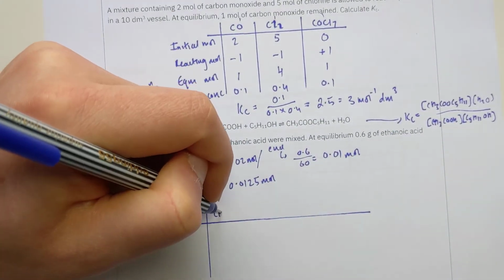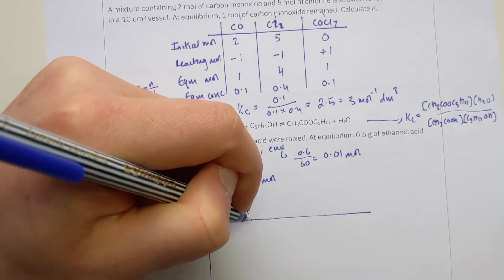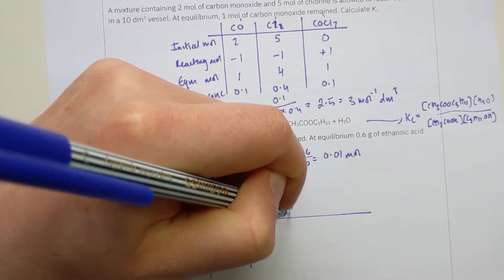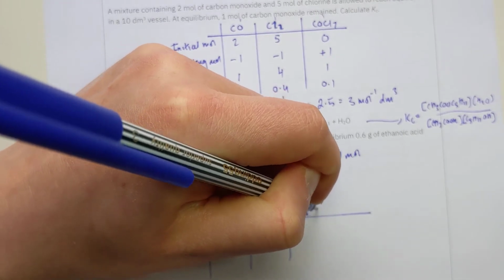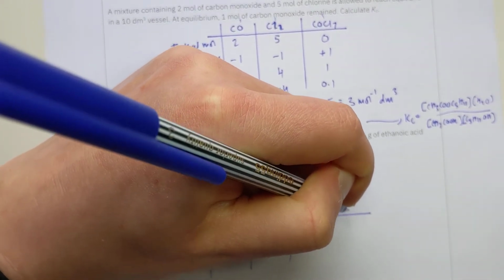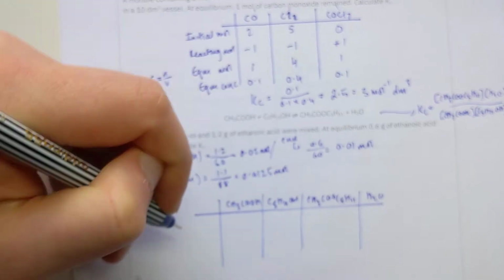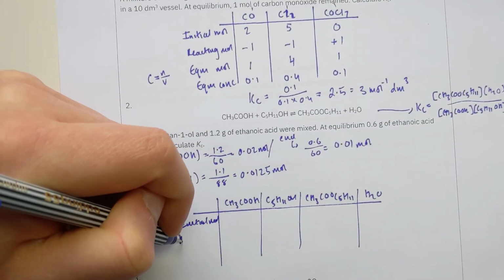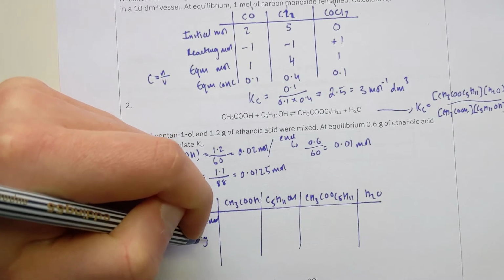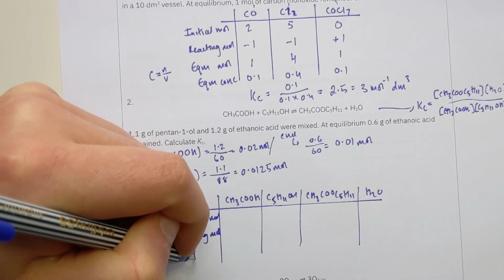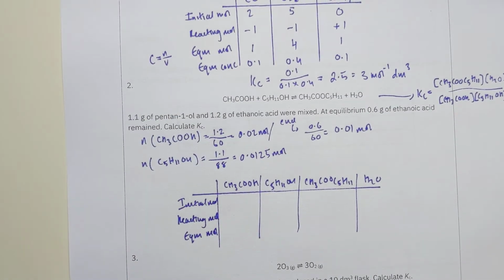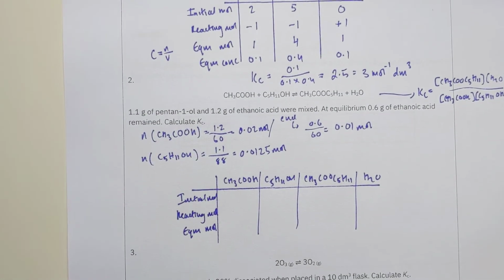So I've got a big long formula here, which is a bit annoying. Initial moles, reacting moles, equilibrium moles, and I don't need equilibrium concentration because, as we said, there's no Kc units to this expression.